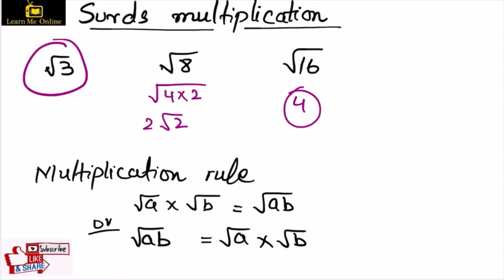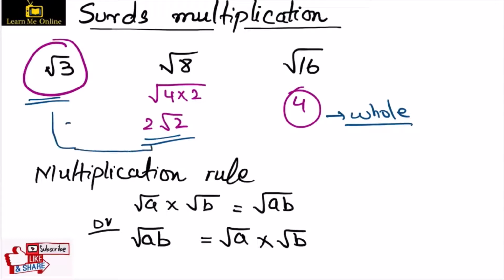Now I've got the three square root numbers written and simplified them. But what I noticed is that root 3 remains in square root form. The second, root 8, even after its simplification, remains in square root form. The only number, root 16, changes into a whole number. So the numbers that are still written in square root form even after simplification are actually the surds. So these are the surds, whereas root 16 is a square number, so it changes into a whole number.